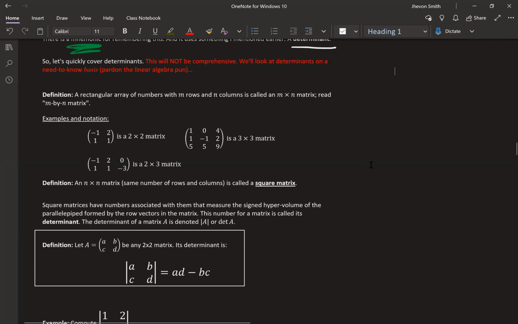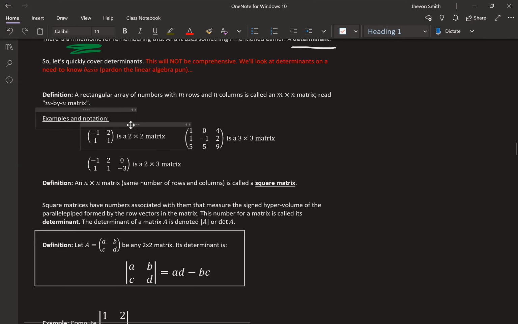So for a while, I'm going to deal with something that seems completely unrelated, but I'm going to tie it back into the cross product presently. So, okay, first you need to know what a matrix is. A rectangular array of numbers with m rows and n columns is called an m by n matrix. For example, this here is a 2x2 matrix. This is a 3x3. This is a 2x3.